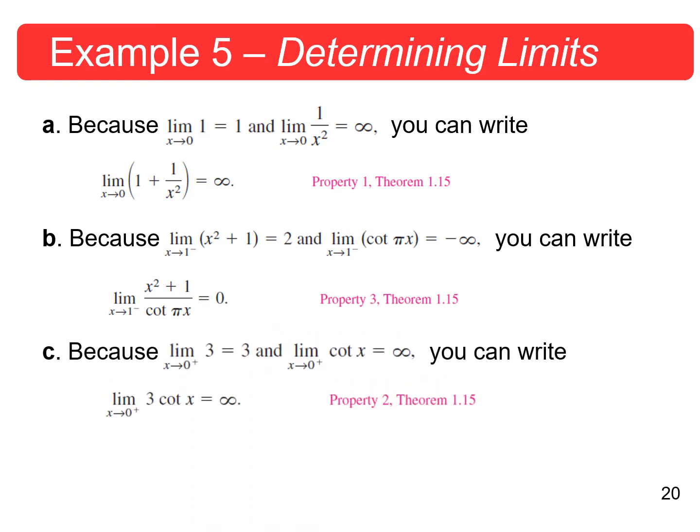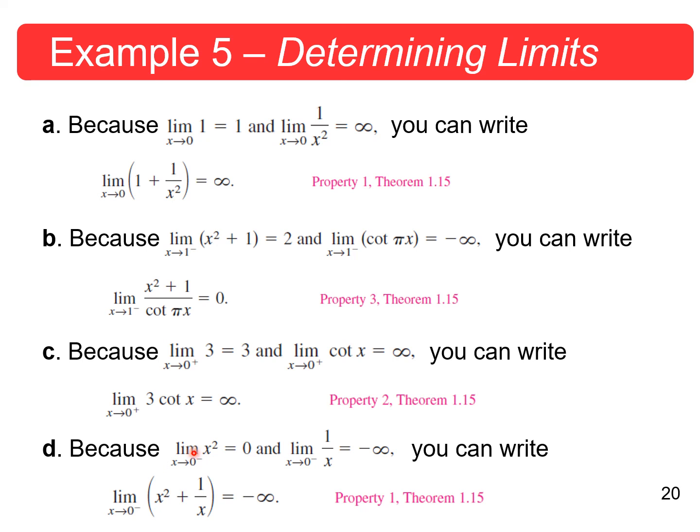Now, if you're given the limit of 3 as x approaches 0 from the right, which is equal to 3, and you know that the limit of cotangent x as x approaches 0 from the right is equal to positive infinity. So if you are to evaluate the limit of 3 times cotangent x, you just have 3 times infinity, and that is equal to infinity.